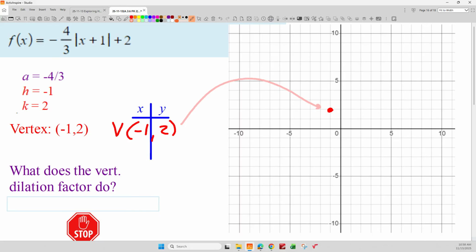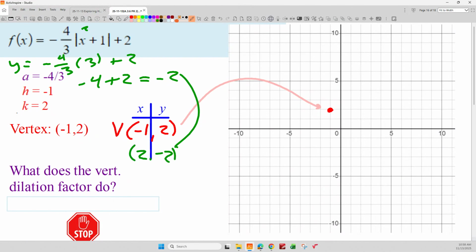Okay, 2 is great because look what happens if I pick 2. Then my y value is going to be negative 4/3 times, well, if that's a 2, what do I get from my absolute values? 2 plus 1 is 3. Absolute value of 3 is 3. That's perfect. What's negative 4/3 times 3? Negative 4, because the 3's cancel. Negative 4 plus 2 is negative 2. So over 2, down 2, we got it.